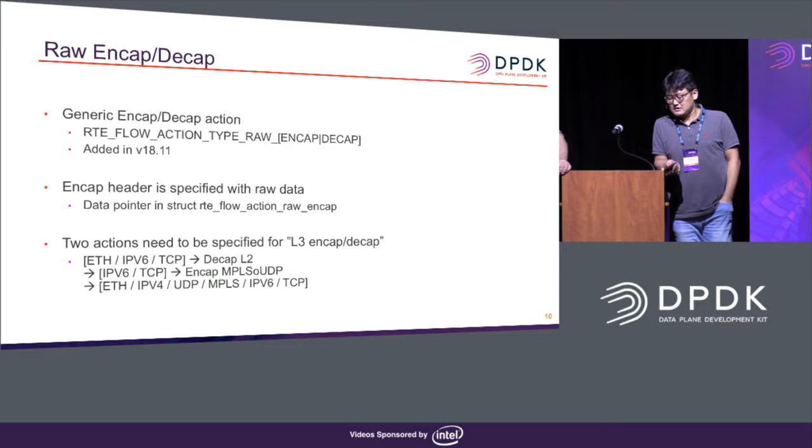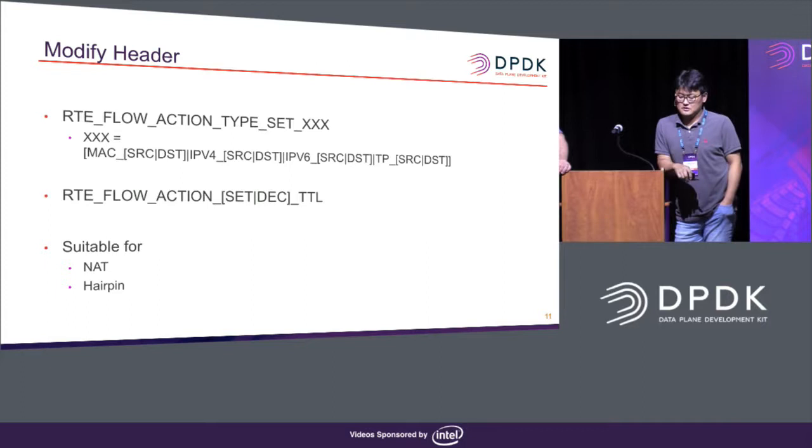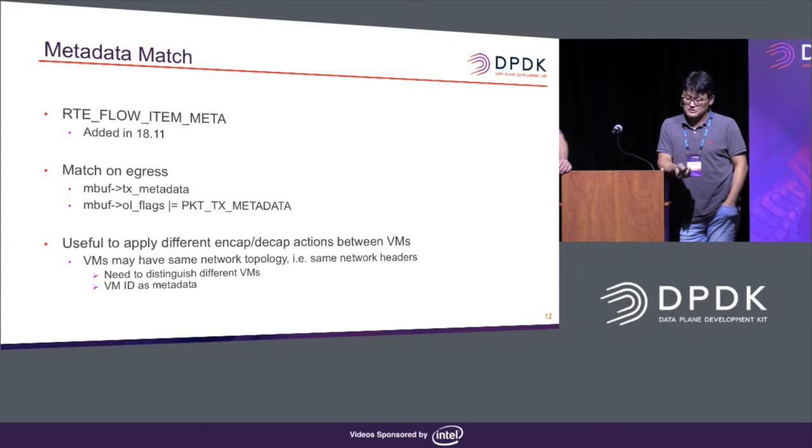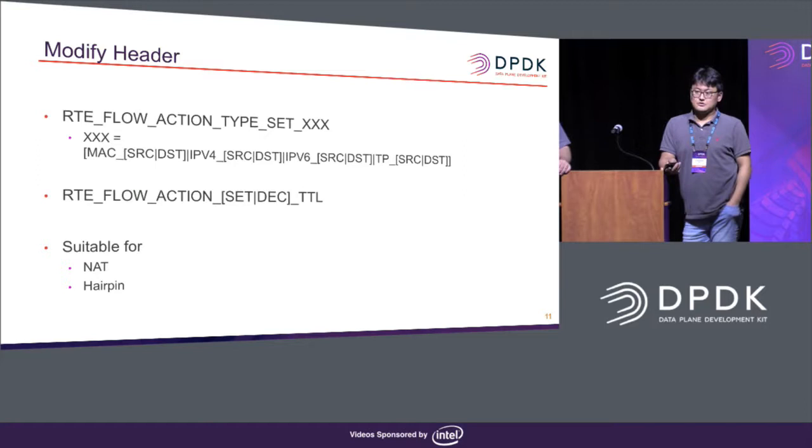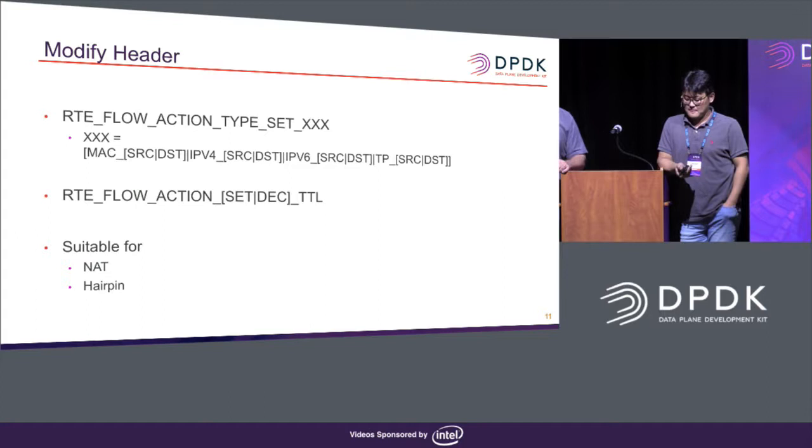We also introduced the modify header action, so the RTE flow action type set XXX. That includes MAC source and destination, IPv4, IPv6 source and destination, and TP, which means transport, L4, either UDP or TCP. And the RTE flow action set or decrease TTL was also defined in the 18.11 release. It is very suitable for NAT or hairpin.